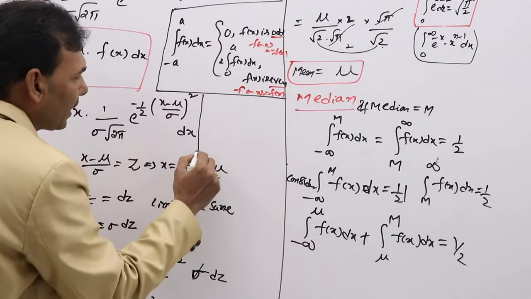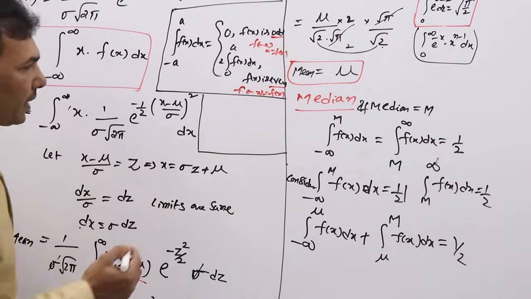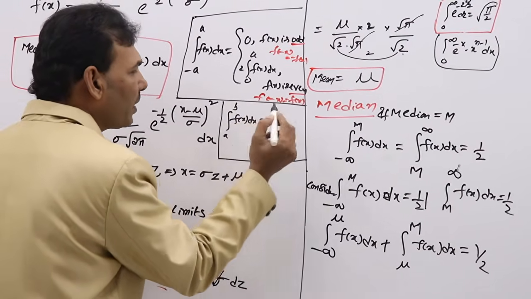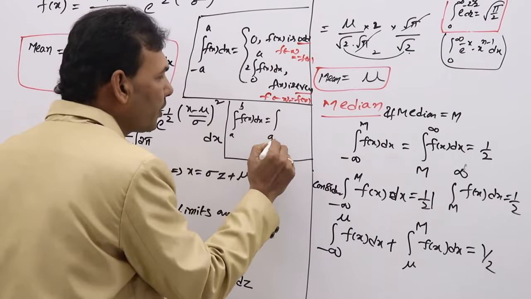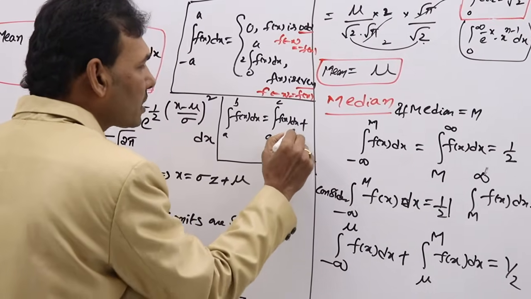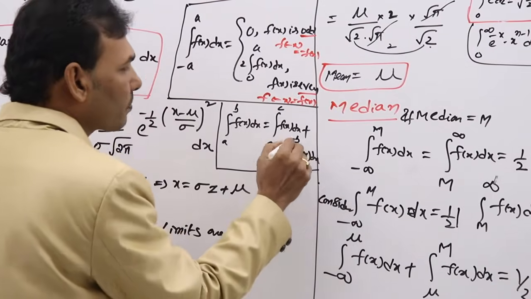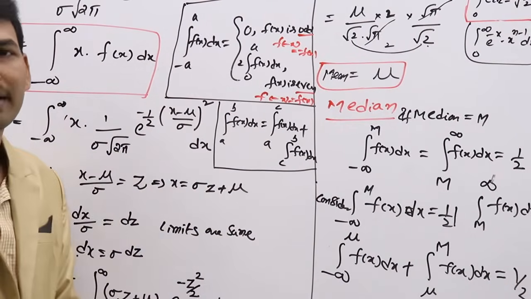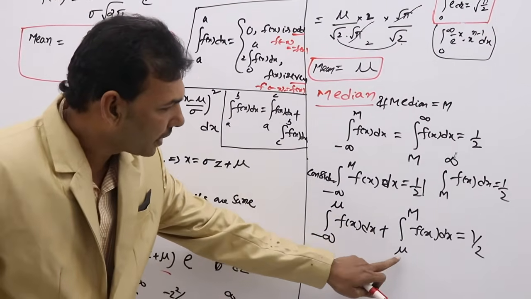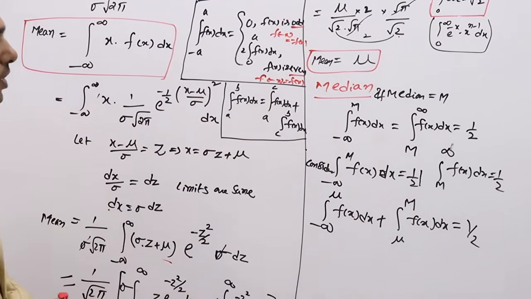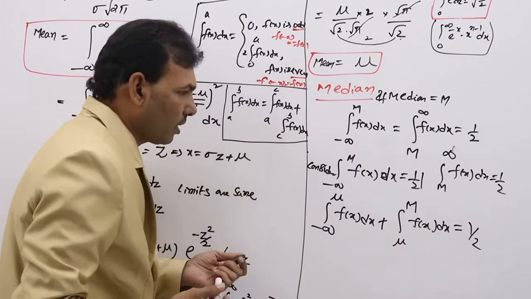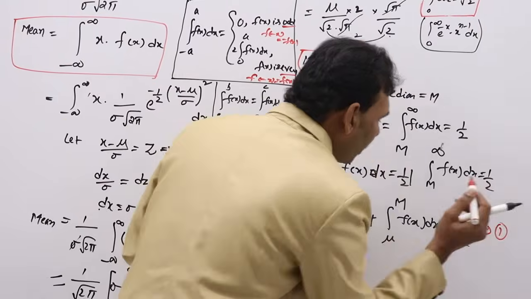This is one of the properties of definite integration: integral a to b f of x dx can be written as integral a to c f of x dx plus integral c to b f of x dx. That property I am using here. Integral minus infinity to mu f of x dx plus integral mu to m f of x dx equal to 1 by 2. Now we are taking this part from this integral by treating this one as equation 1.